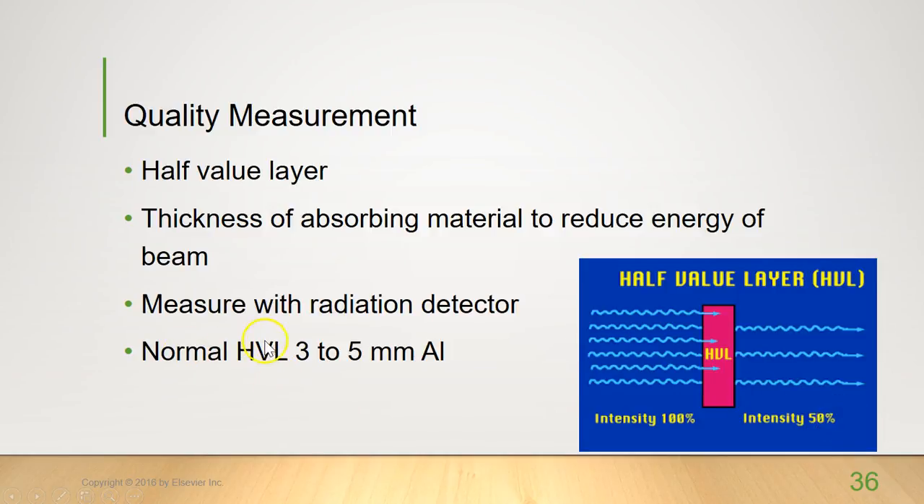The normal half value layer is 3 to 5 millimeters of aluminum. And by the way, Al is aluminum. That's not an I. It's not for artificial intelligence. And you measure this with a radiation detector. So how you do this is you measure the intensity of the beam with that detector, place filters of known thicknesses between the tube and the detector until the intensity reading goes down to 1/2 its original value. So that's a very, very important thing that you would like to remember.